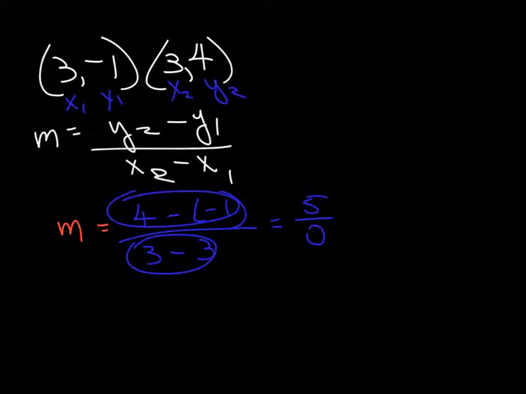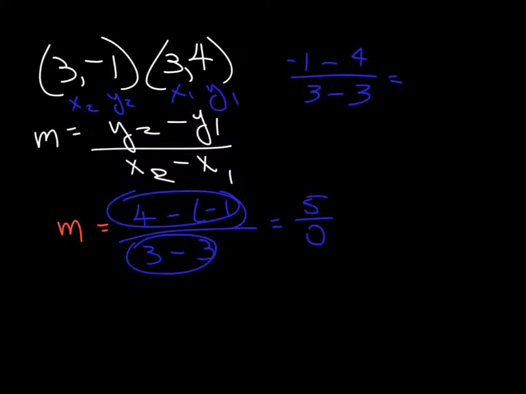Alright, let's switch these around just to show you what happens here. Let's make this x2 and this y2 and this x1 and this y1. Okay, and we'll do it over here to the right. So we're going to use the same formula, and so we're going to use y2, and this time it's -1, minus y1, which is 4, over x2 is 3, and x1 is 3. So -1 minus 4 is -5 over 0.